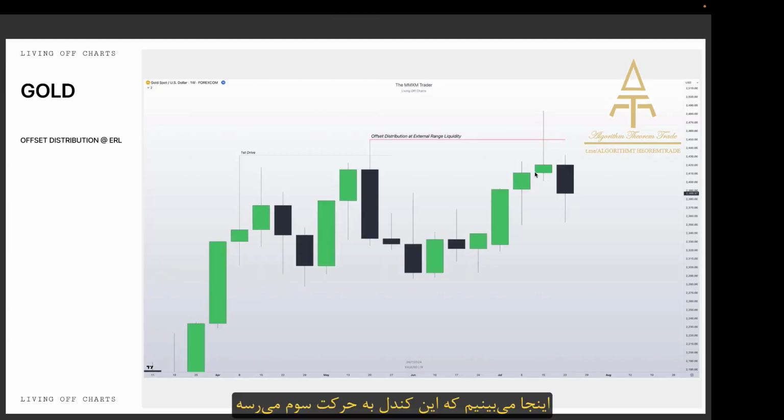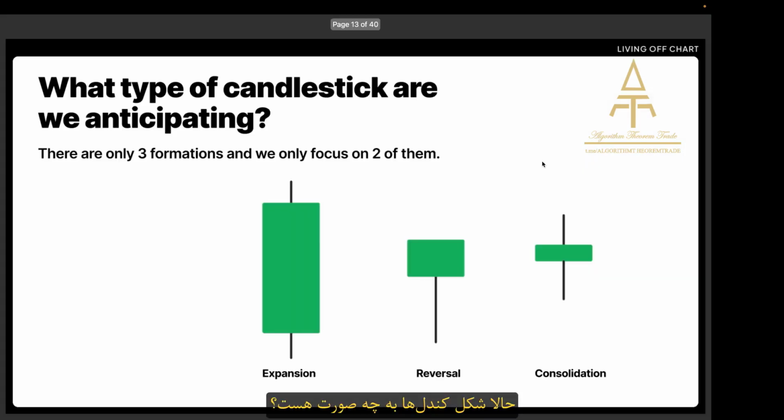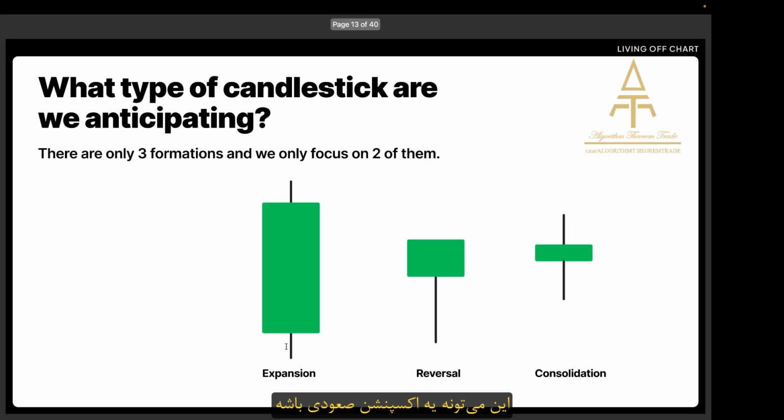Over here, we can see this candle that runs into the third drive here. We could be anticipating a reversal. Now, what do candle formations look like? We have three candle formations. We have an expansion here. So this is a bearish expansion. This would be a bullish expansion. We have a reversal and we have a consolidation.